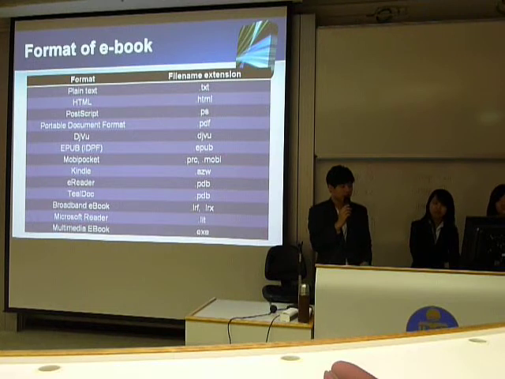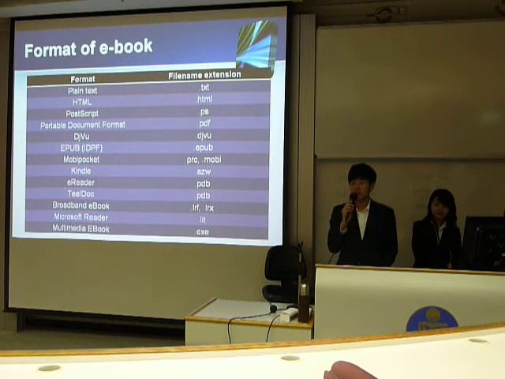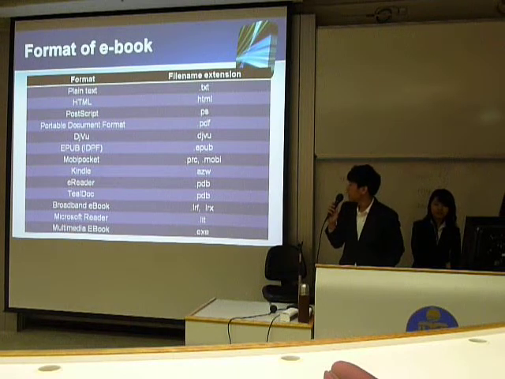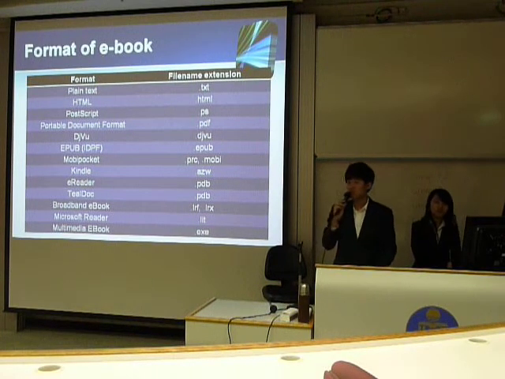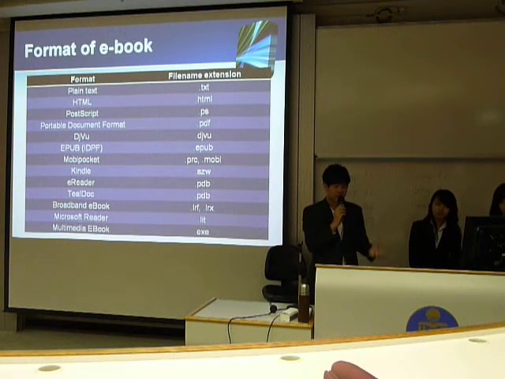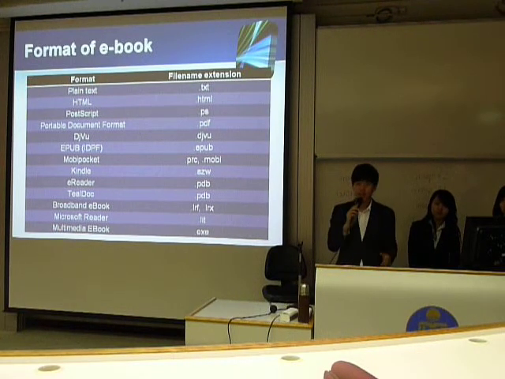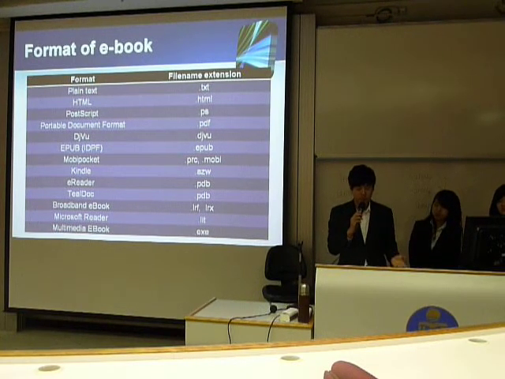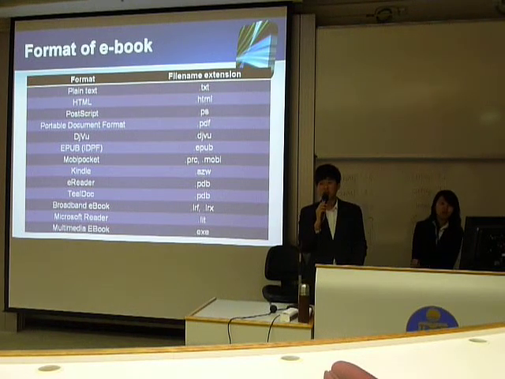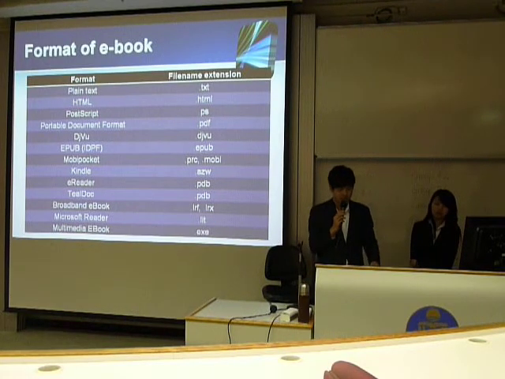So for example, PostScript is a page description language developed by Adobe Systems. And the Kindle is an example of an e-reader developed by Amazon, and it mainly accepts the format AZW. AZW is a format developed by Amazon and is their own proprietary DRM-restricted format. So what is DRM? We will tell you more about it in the later part of our presentation.